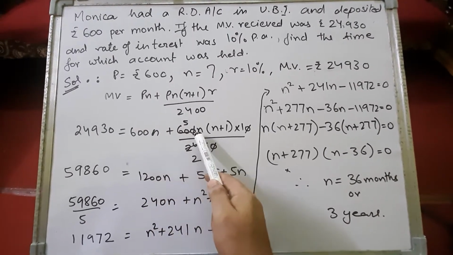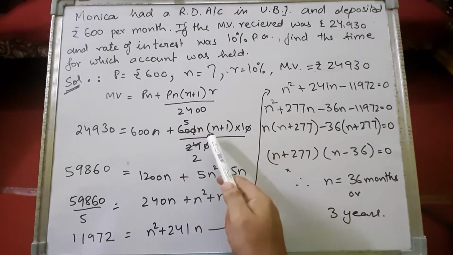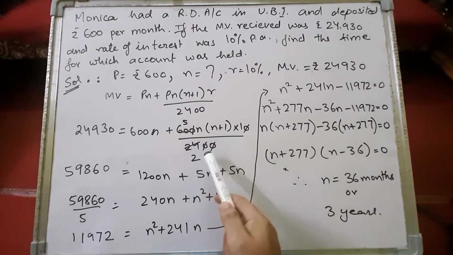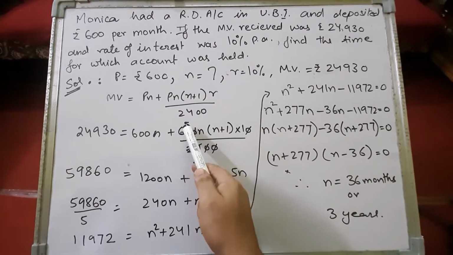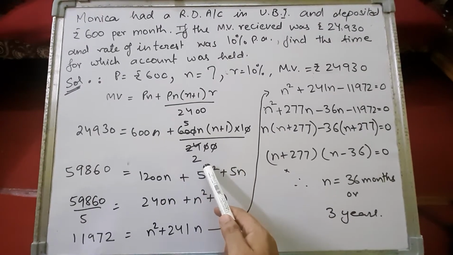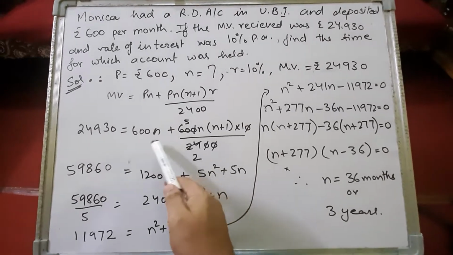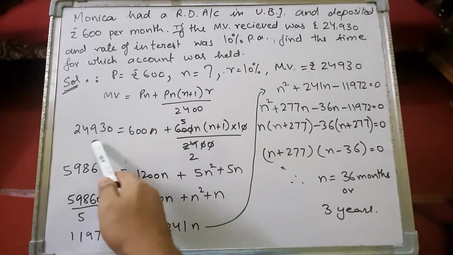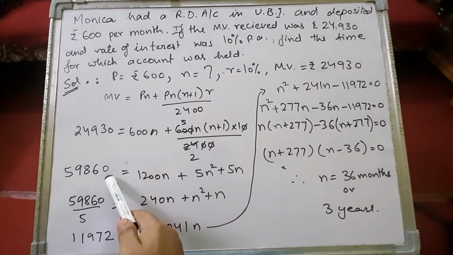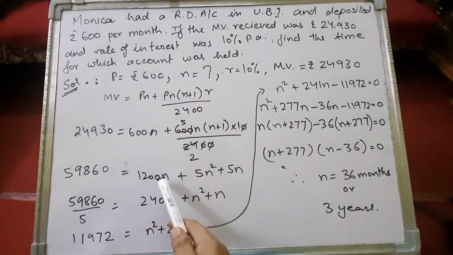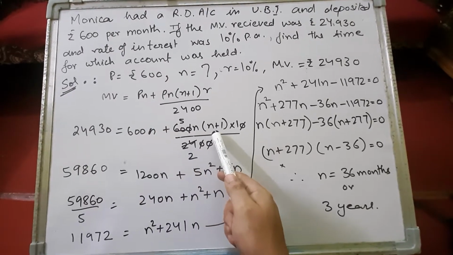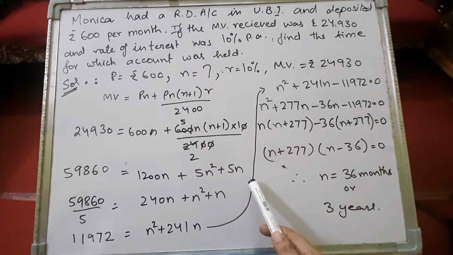And when we put 600 and rate 10% in the interest formula, we can see that these two zeros will get cancelled. 12 fives are 60 and 12 twos are 24. 2 will be taken as LCM and cross multiplied. So 2 into this term, 24,930, will be 59,860. Here we'll get 1200 and this will be 5n. When multiplied inside the bracket, it will be 5n square plus 5n.